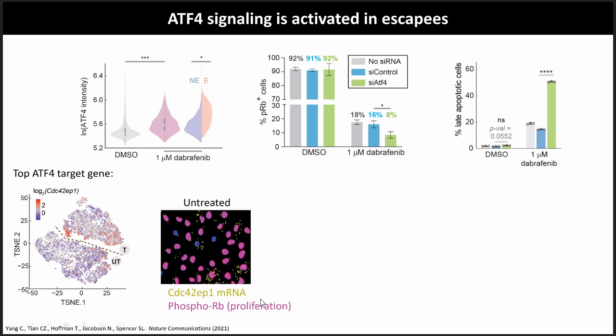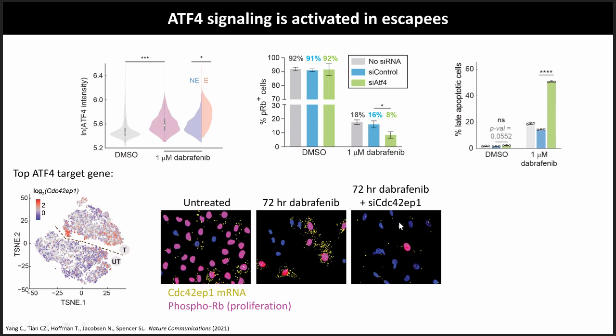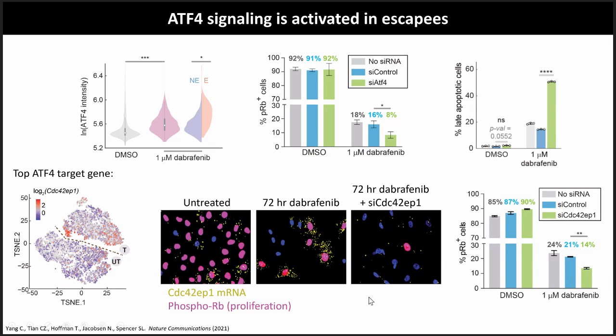So we validated that by RNA FISH. So the yellow dots here are the mRNA for this gene, and pink marks the cells that are proliferating. And indeed, upon 3 days of BRAF inhibitor treatment, we see a strong upregulation of CDC42EP1 mRNA that is significantly enriched in the SKPs, just as the single-cell RNA sequencing predicted. And then when we knock this gene down, of course, we see fewer mRNAs, but also we see fewer cells escaping. So this is suggesting that not just ATF4, the master regulator, but specific ATF4 target genes are supporting cells that are attempting to cycle in the presence of drug.